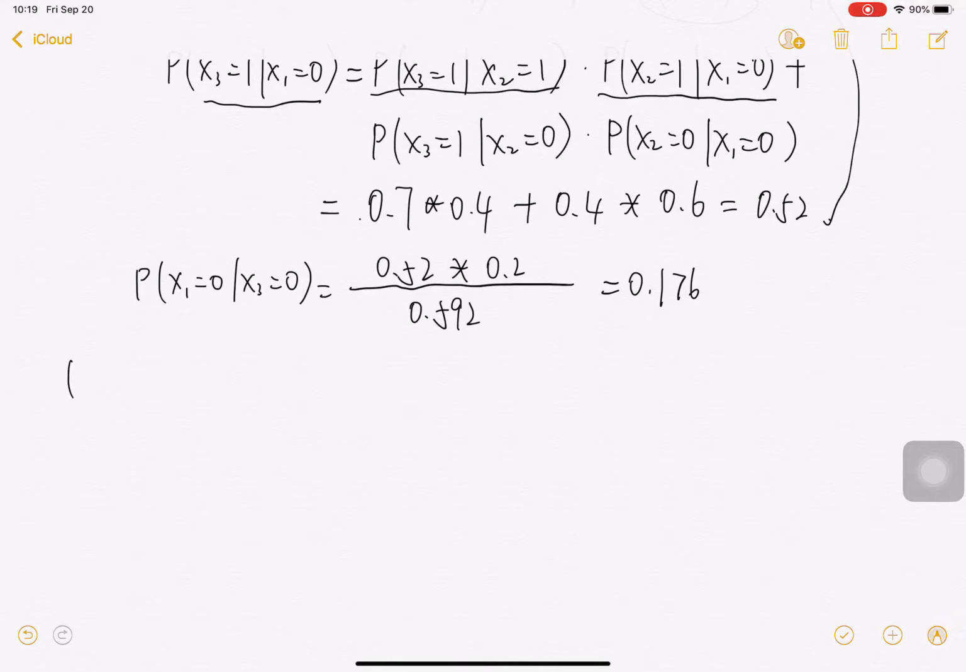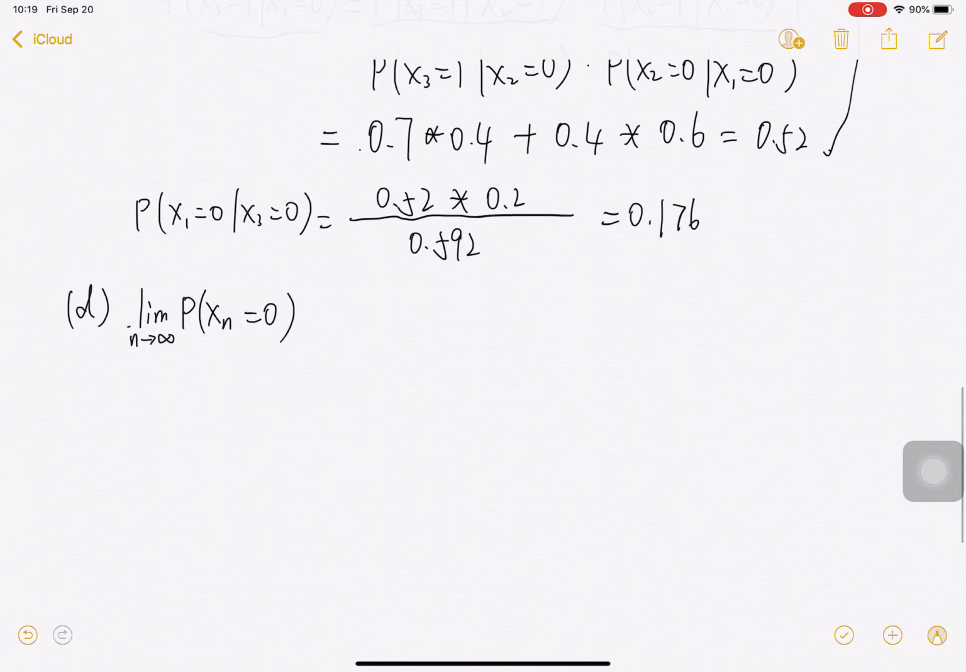Okay, one last question. Question D, we want to find the probability of xn equals 0 when n is close to infinity. So maybe this makes all the students confused because we don't know what it looks like or how the probability will be when n is close to infinity.